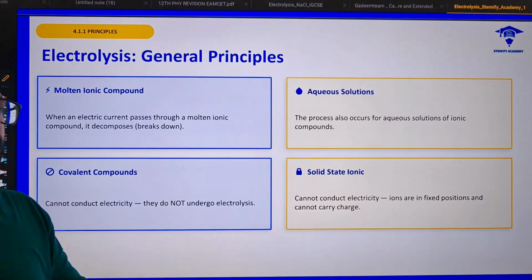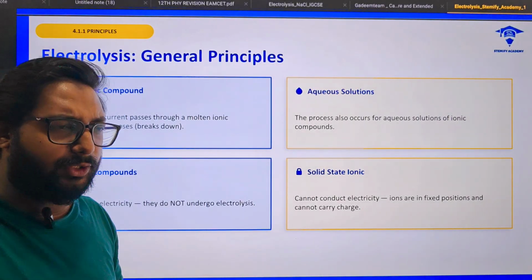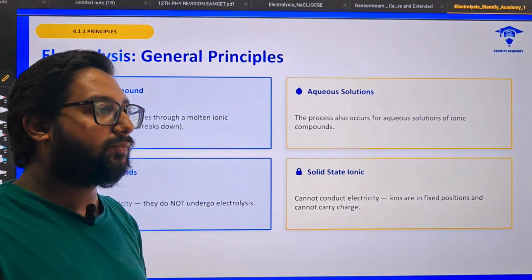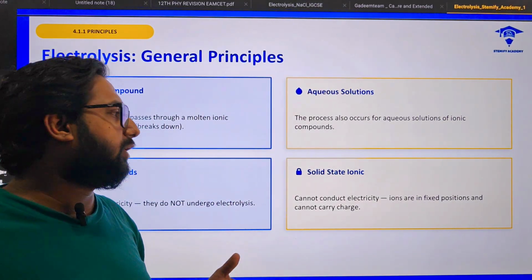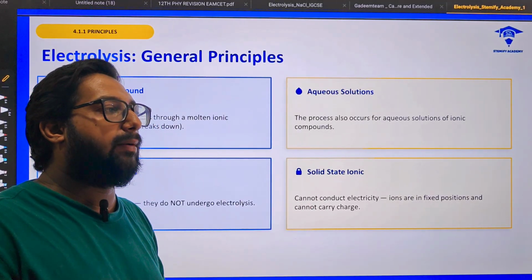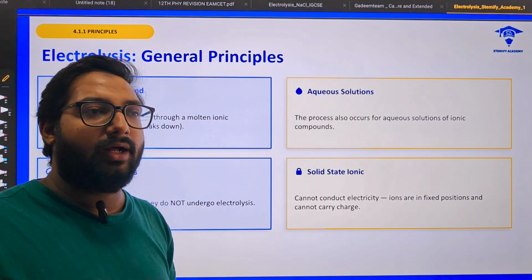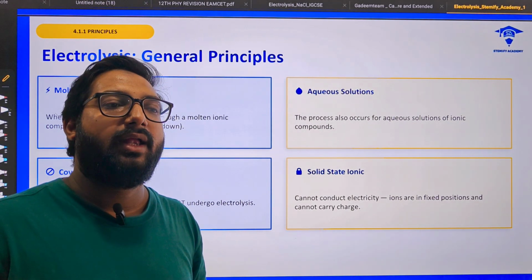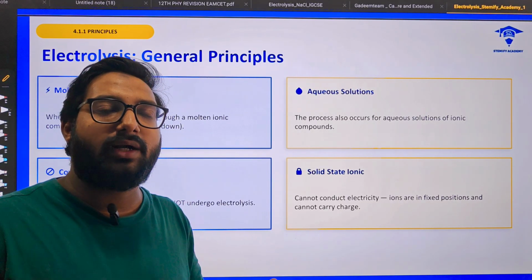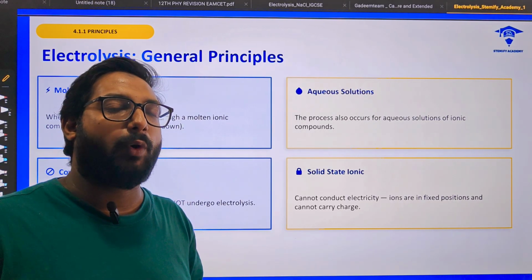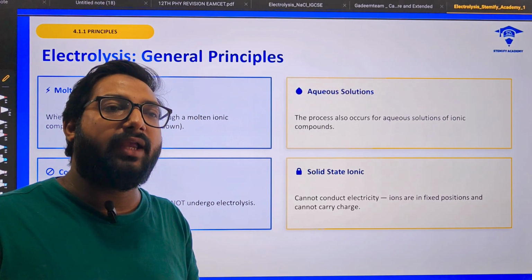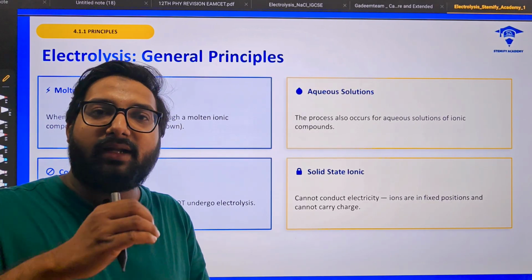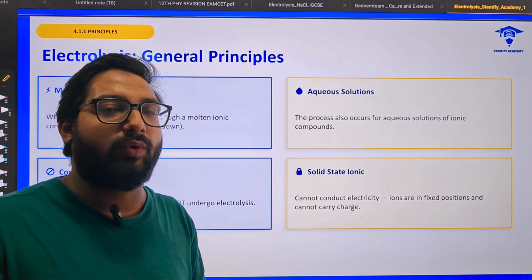Now we generally have two kinds of solutions, which are the molten solution and the aqueous solution. Why are we using only molten and aqueous solution? Why are we not using ionic compound in solid state for electrolysis? The reason is that ions in solid state do not conduct electricity. They do not have free ions to pass electricity from one point to another. So that is the reason we either melt the solid ionic compound, or we add it into water and make an aqueous solution.